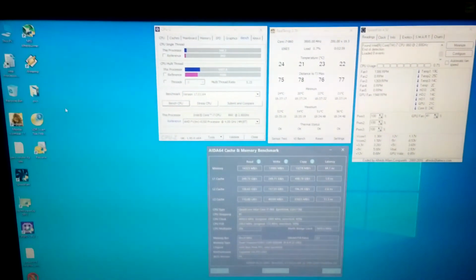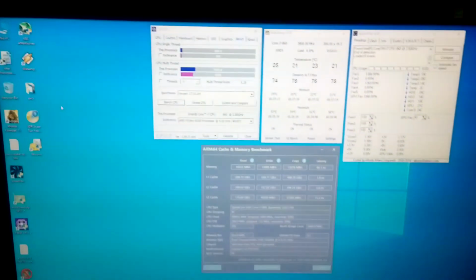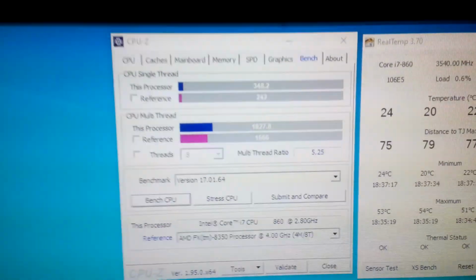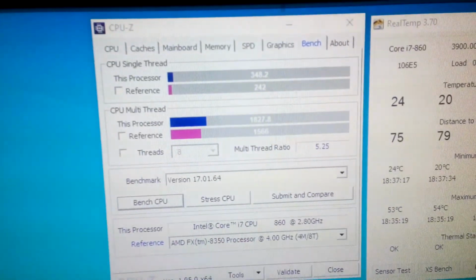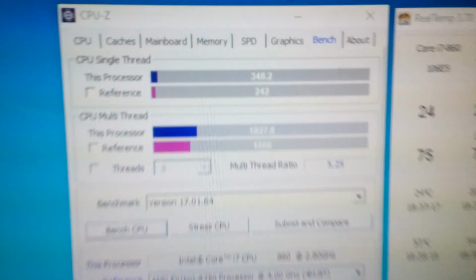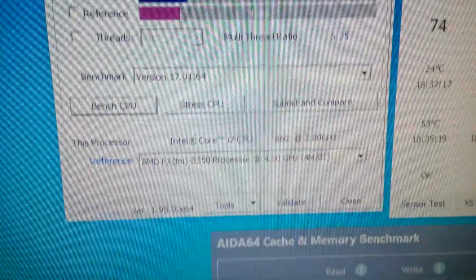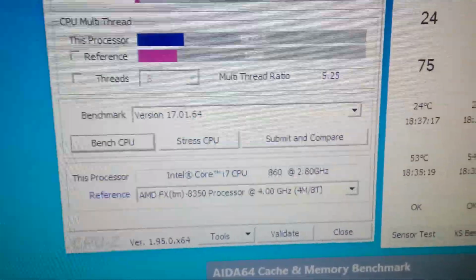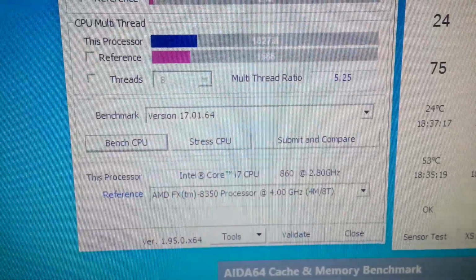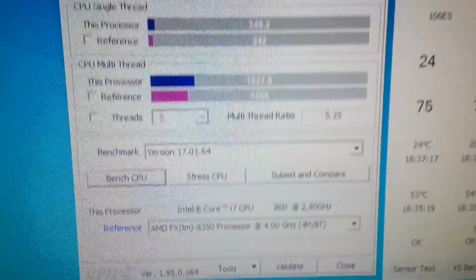Tonight I want to show you the overclocking that I made for my i7-860. Right now the processor is running at 4 GHz. I have already benched the CPU. We have for the single core threaded 348.2, and I'm comparing this processor against the Vishera AMD FX 8350 at 4 GHz.